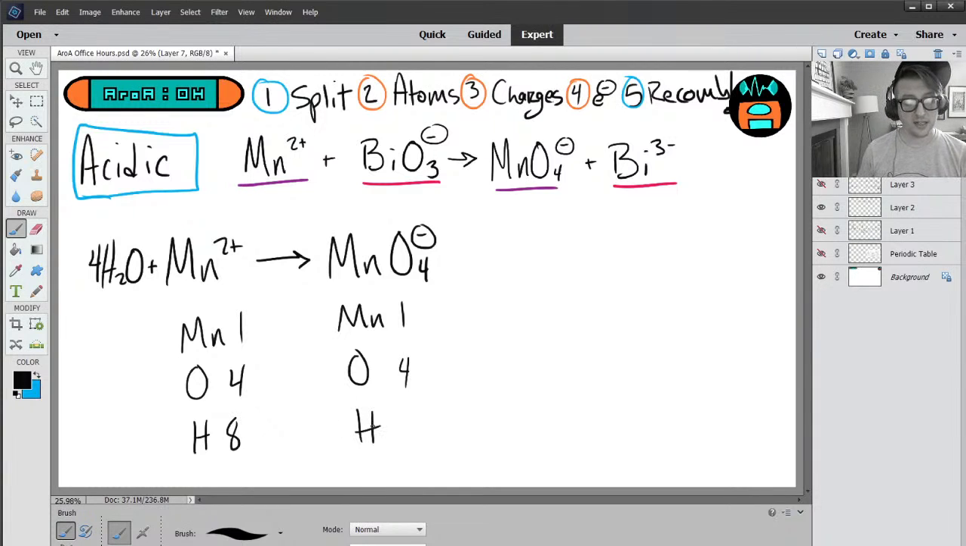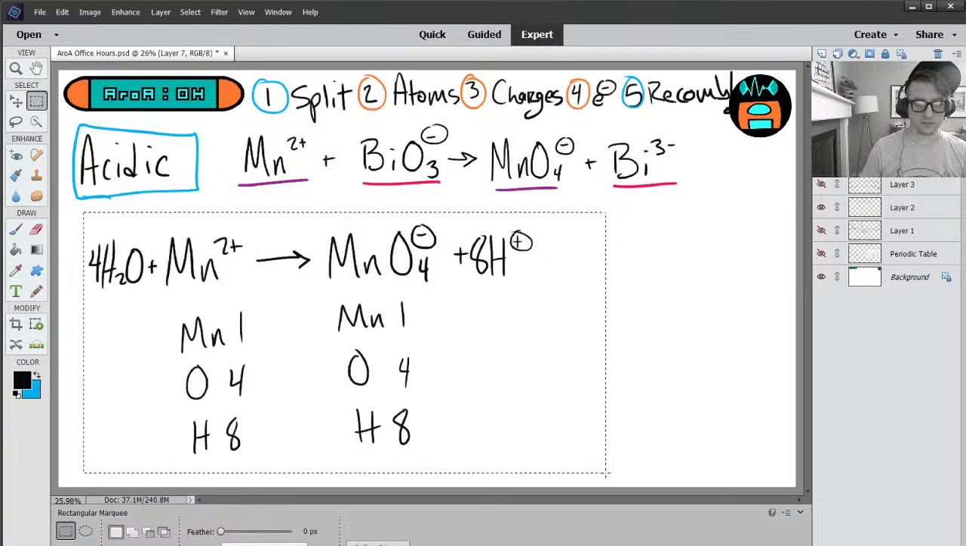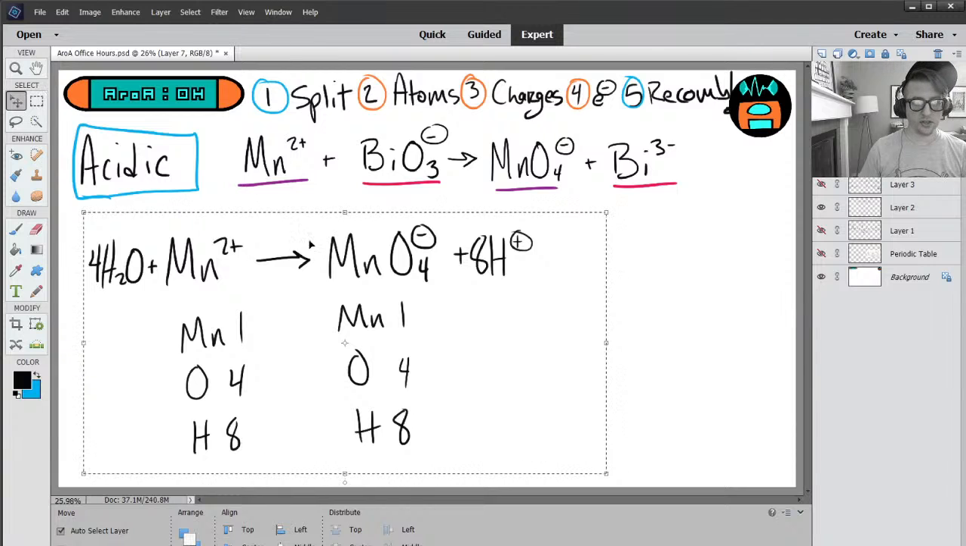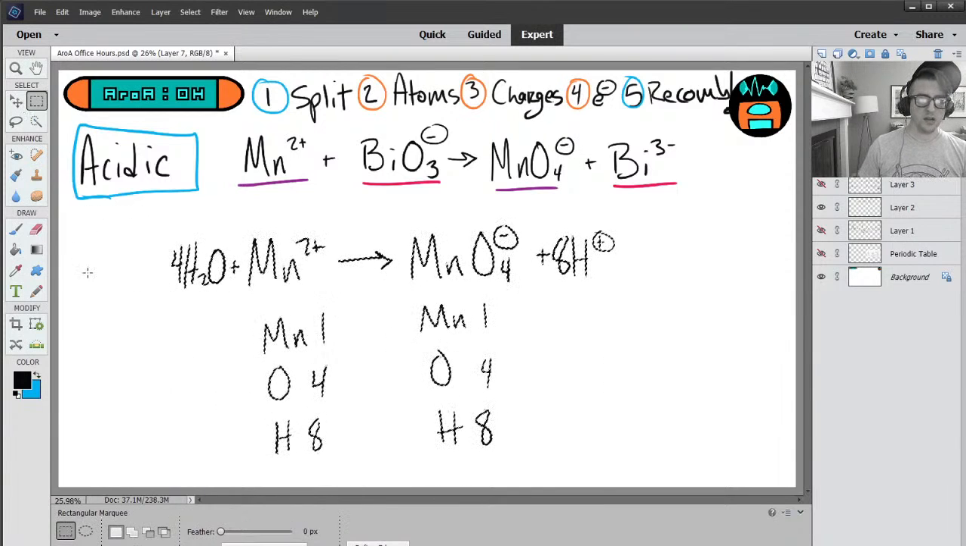So we need to bring in 8 hydrogens to balance. And you do this when you're in acidic media using hydronium ions, H+ ions. We need to add 8 of them. That way our atoms balance. So now our atoms are balanced for our manganese half reaction. So we balanced our atoms.